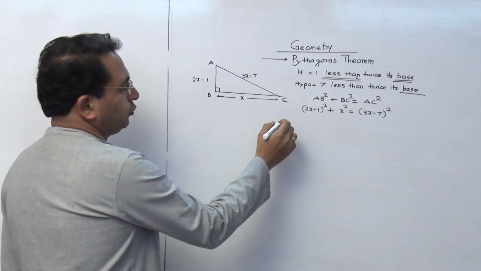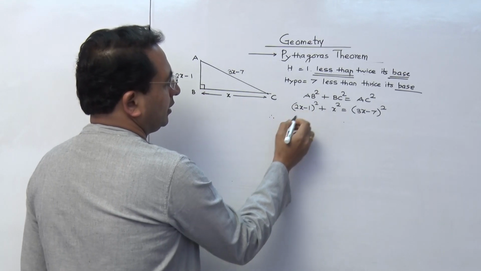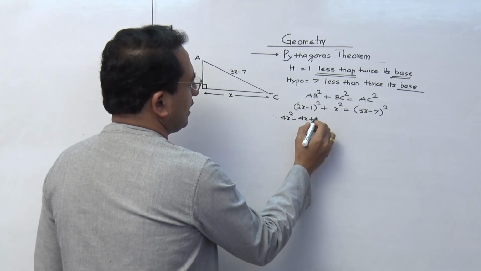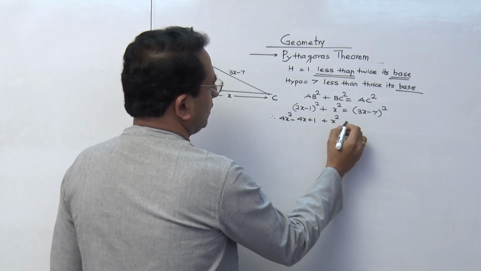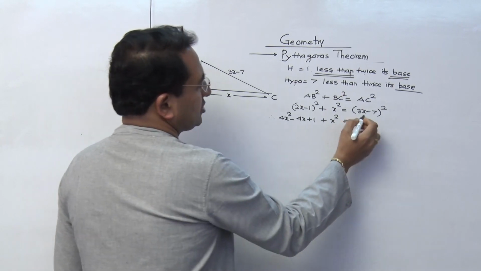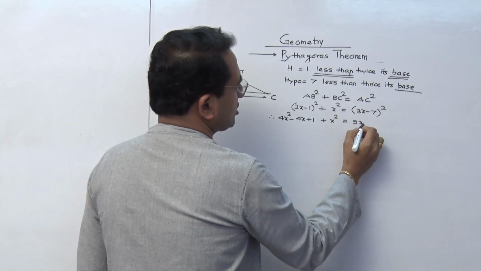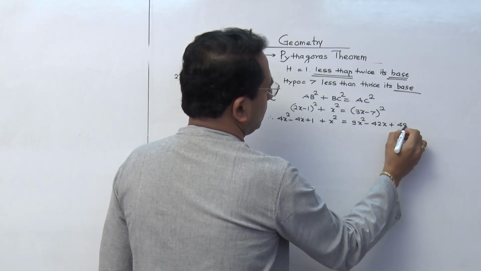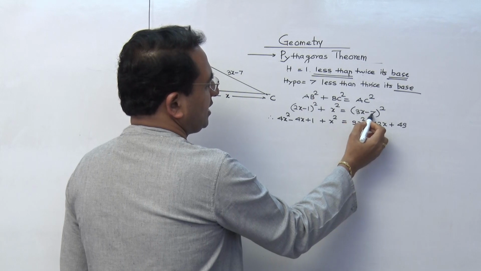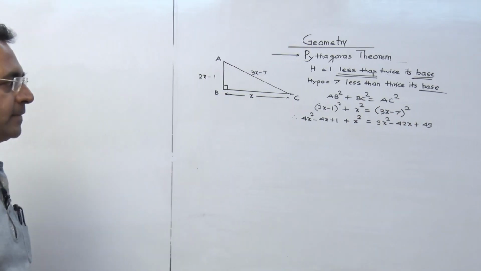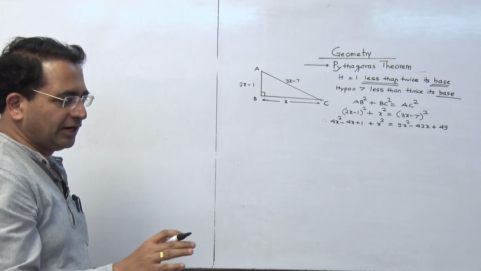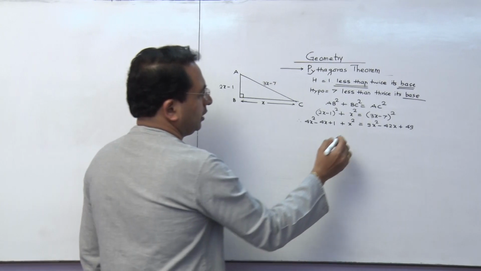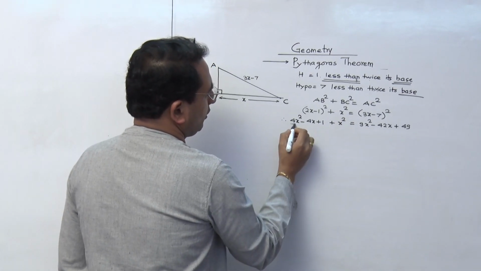And now what we are going to do here, we will expand the squares. The answer is 4x square minus 4x plus 1 plus x square, that is equal to 9x square minus 42x plus 49. I am using the formula (a minus b) the whole square. I think it is clear to you. Later on it's a question of simplifying or solving this quadratic equation.